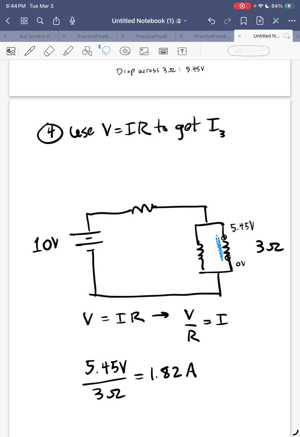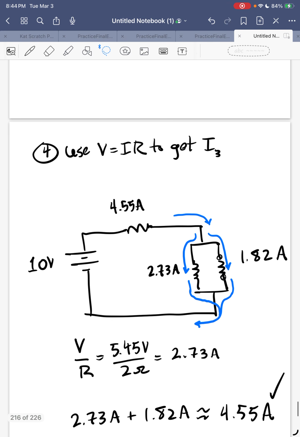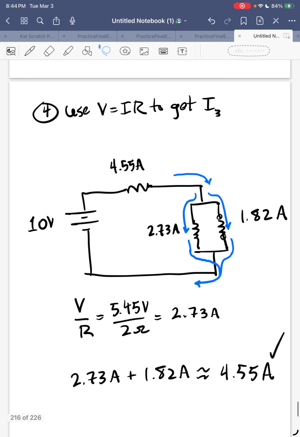Now just to check, let's figure out the current going through the other resistor and see if it all works out fine. So, as I said, 4.55 amps is going to come here, it's going to go around the bend, and then it's going to split into 2 parts. So what we should get is the same drop of voltage right across here, and we know that's got to be true because these guys are in parallel. So the voltage is the same at the top of this resistor and at the top of that resistor. Likewise, down here, it's at 0 volts and it's at 0 volts. So the drop across the 2 ohm resistor is 5.45 volts also.